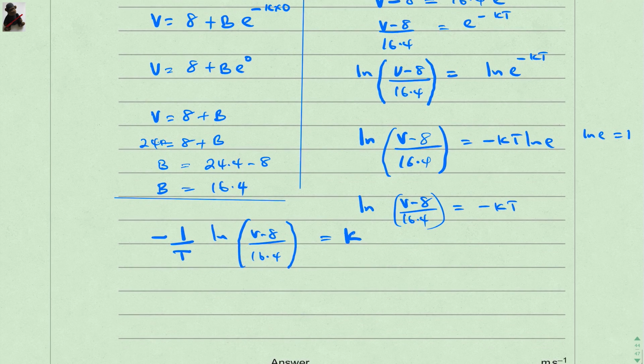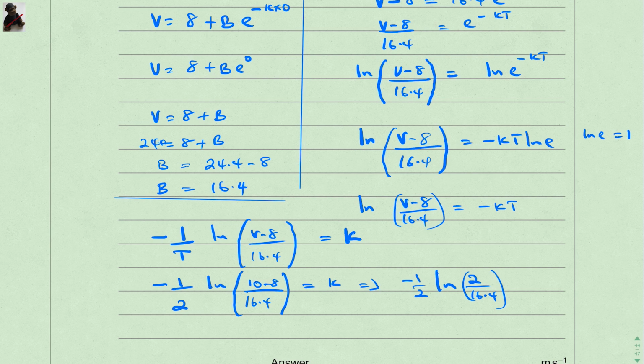So now let's plug in the values. Minus 1 over t is minus a half, ln of v, which is 10 minus 8, over 16.4, which equals k. And that implies that it is minus a half ln of 2 over 16.4.